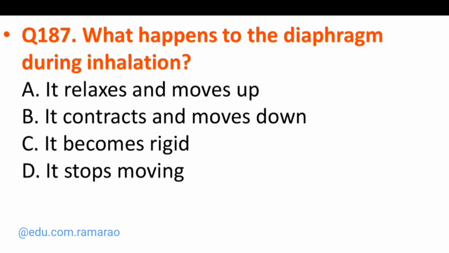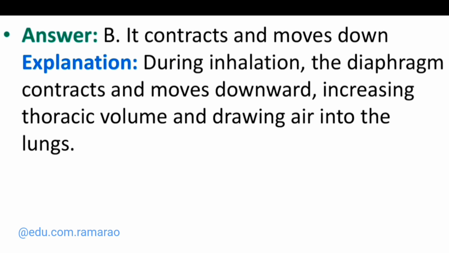What happens to the diaphragm during inhalation? Option A. It relaxes and moves up. Option B. It contracts and moves down. Option C. It becomes rigid. Option D. It stops moving. The correct answer is option B. It contracts and moves down. During inhalation, the diaphragm contracts and moves downwards, increasing thoracic volume and drawing air into the lungs.